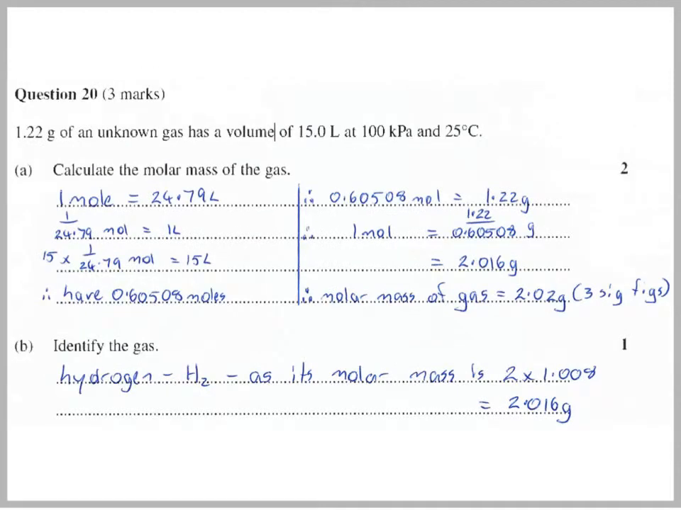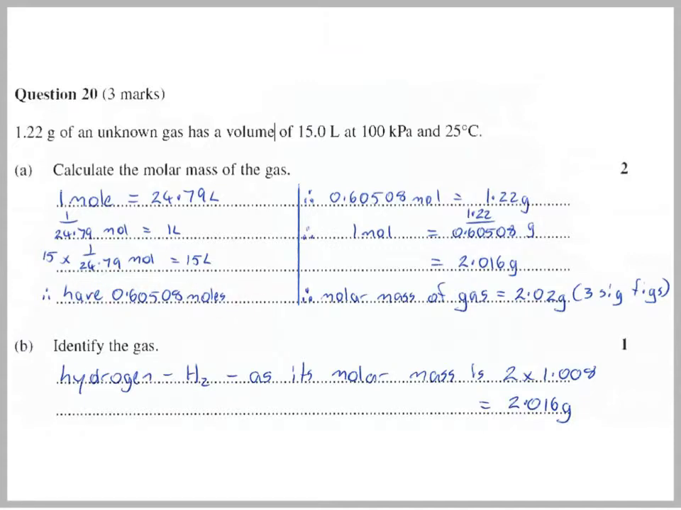Next question. 1.22 grams of an unknown gas has a volume of 15 litres at 100 kilopascals and 25 degrees C. Calculate the molar mass of the gas. So, once again, 25 degrees and 100 kilopascals, we've got this information. 1 mole is 24.79 litres. I'm just dividing both sides by 24.79 to get to 1 litre. Therefore, we've got 15 litres, so 15 times 1 over 24.79. We've gone from 1 litre to 15 just by multiplying both sides by 15. Therefore, we've got 0.60508 moles.